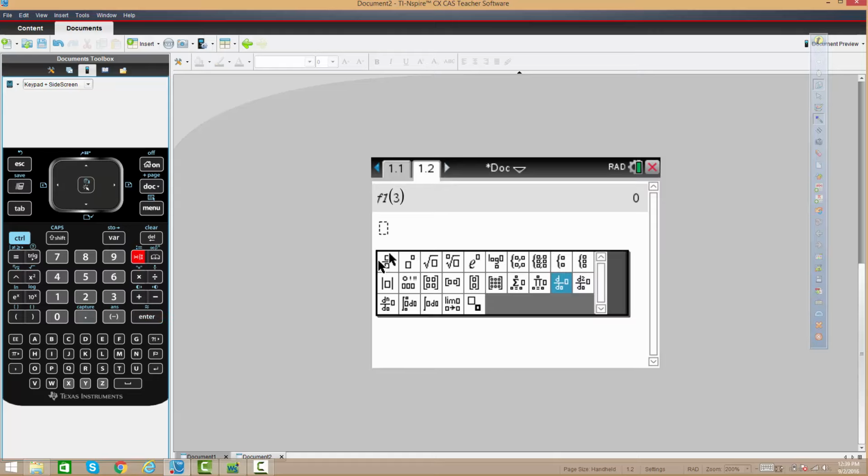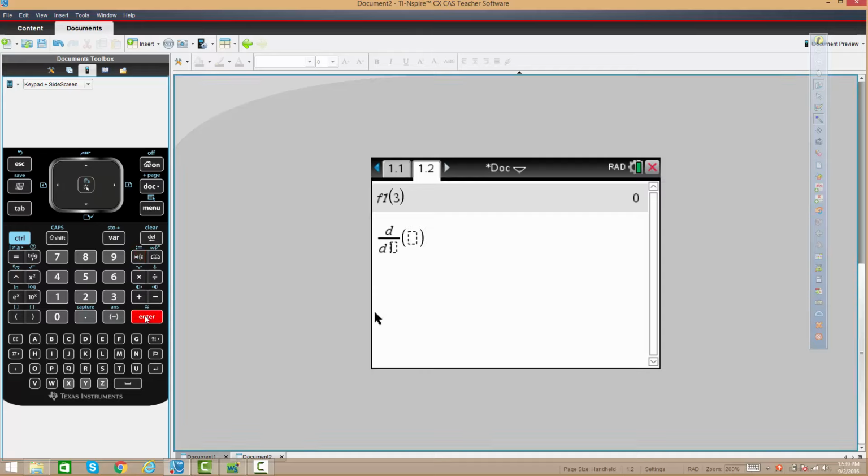So now I'm going to go to this key, which I call the palette-o-math stuff. I hit that key, and this palette of all these different things I can do in the calculator comes up. Right now, the d over d blank is highlighted. That's the calculator's way of saying I'm going to take a derivative. So I hit enter, and I've pasted that derivative operator into the calculator screen.